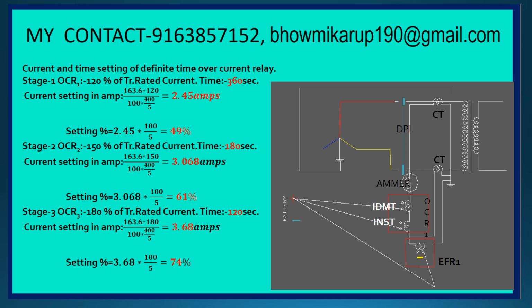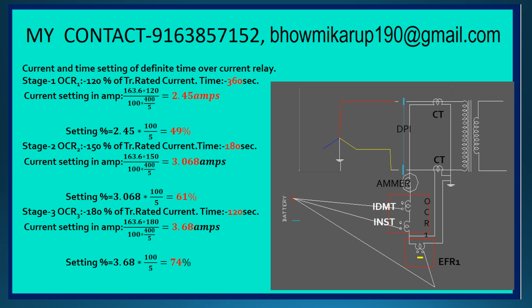and your percentage setting is 49%. How has it come? This 2.45 is how many parts of the 5 ampere? 5 ampere is the rated load current of CT secondary. So how many times is the 2.45 of 5 ampere? It is 49%. You set these two things, then this stage 1 OCR relay will work. As the programming is there in the relay, it will take the data and act accordingly.